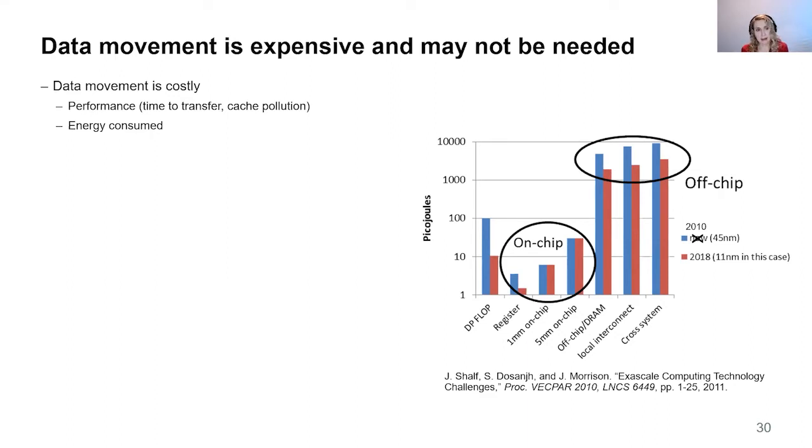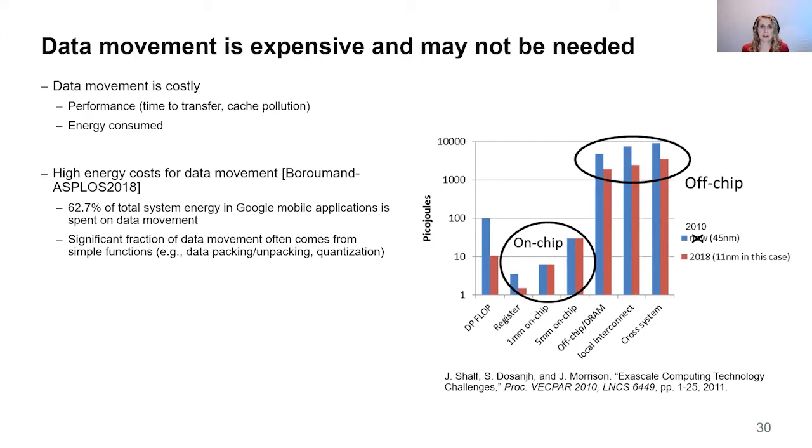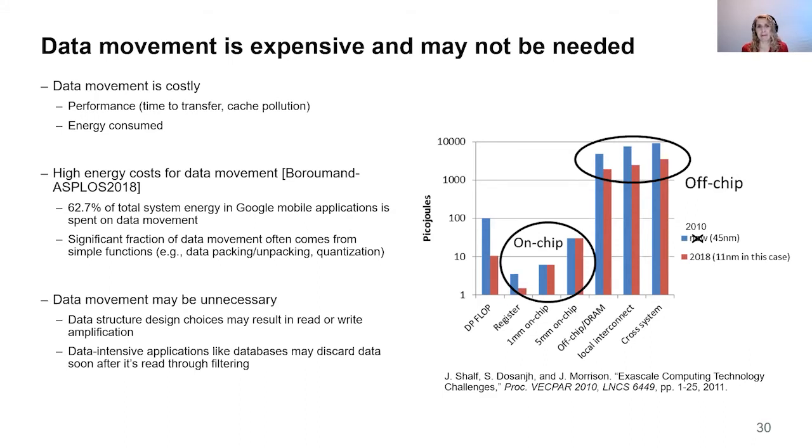In fact, a more recent study explored the energy that was consumed in Google mobile applications. They found that over 60% of the overall energy was devoted to data movement, often for pretty simple functions, like data packing and unpacking or quantization. So this is just further evidence of something that we already know. Data movement can be very costly. The other unfortunate truth is that data movement might not actually be necessary in some cases. We talked a little before about inlining data structures that pack a bunch of values together.